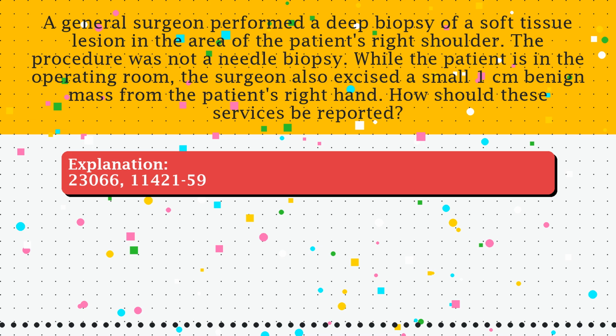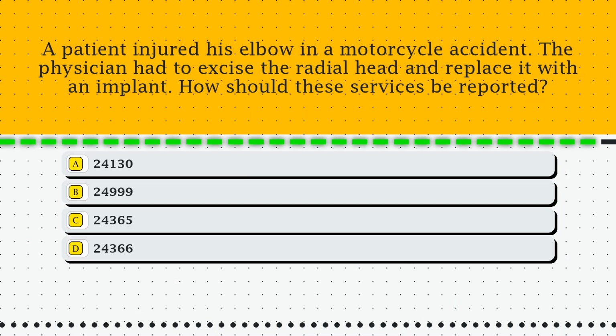Question 54. A patient injured his elbow in a motorcycle accident. The physician had to excise the radial head and replace it with an implant. How should these services be reported? Option A, 24,130. Option B, 24,999. Option C, 24,365. Option D, 24,366.